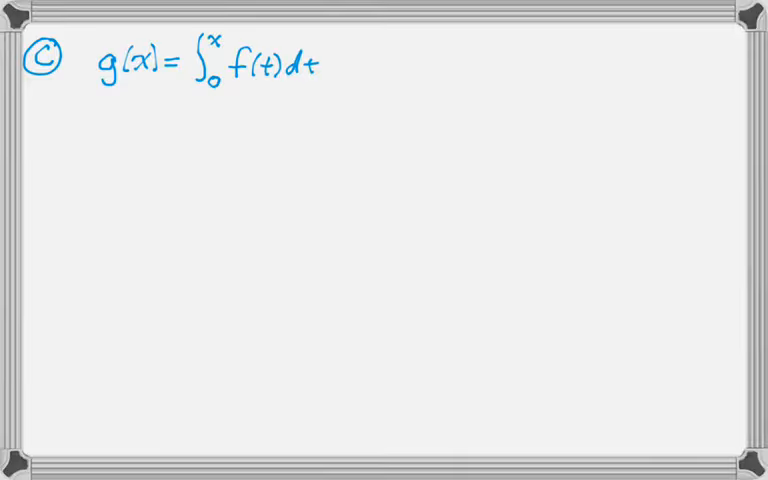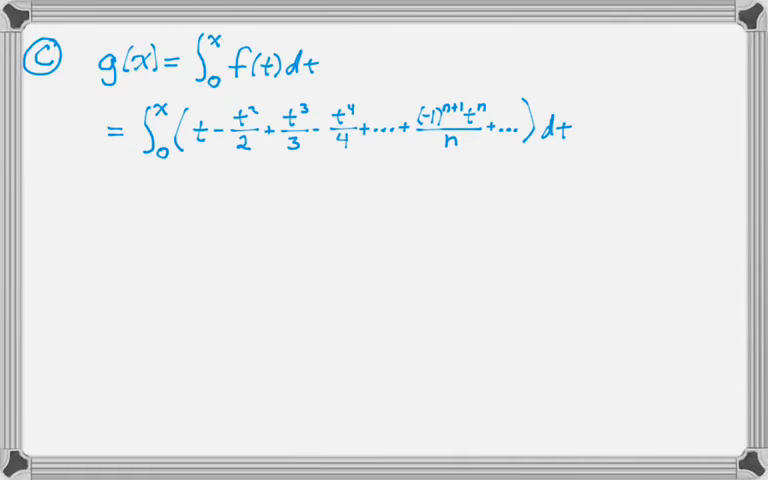G of x is the integral from 0 to x of f of t dt, and I want 4 non-zero terms and the general term. What I like to do is just replace f of t with the Maclaurin series. So g of x is really the integral from 0 to x of the quantity t minus t squared over 2 plus t cubed over 3 minus t to the fourth over 4, and so on, dt.